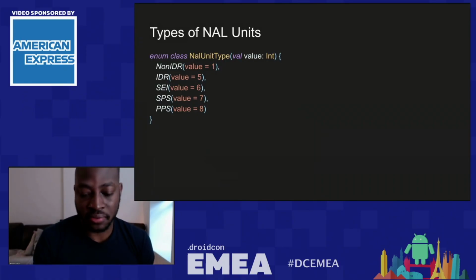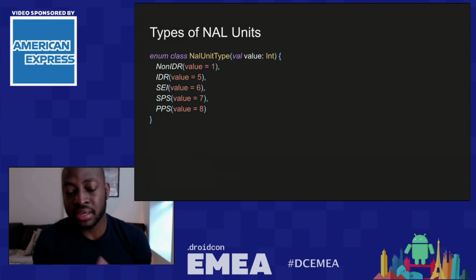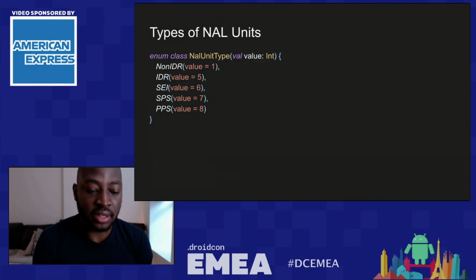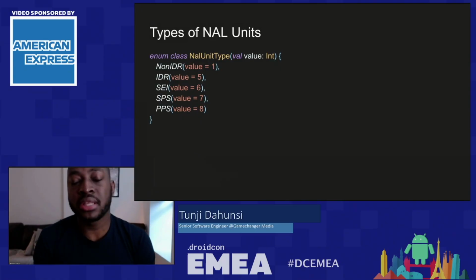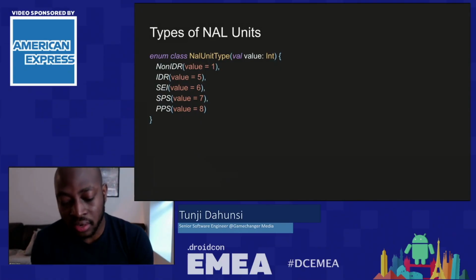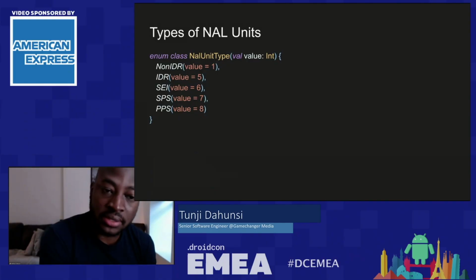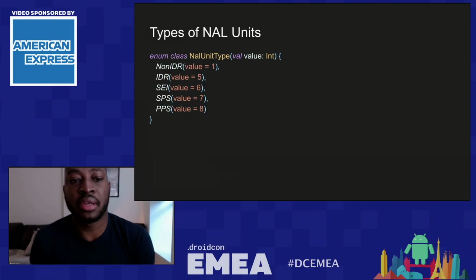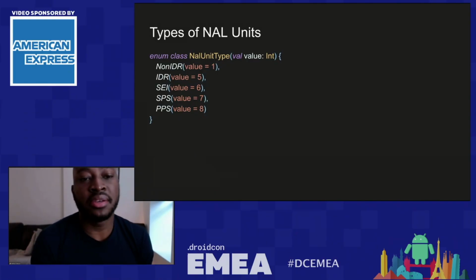SPS and PPS stand for sequence parameter set and picture parameter set. And this has metadata, because these are key things that you need to decode the video. This tells things like the video resolution, the video height, the picture format, pretty much things you need to be able to decode an IDR frame. So an IDR frame depends on the SPS and PPS. The non-IDR frames depend on the IDR frames, and SEI is just extra metadata that you may want to embed in your bitstream.